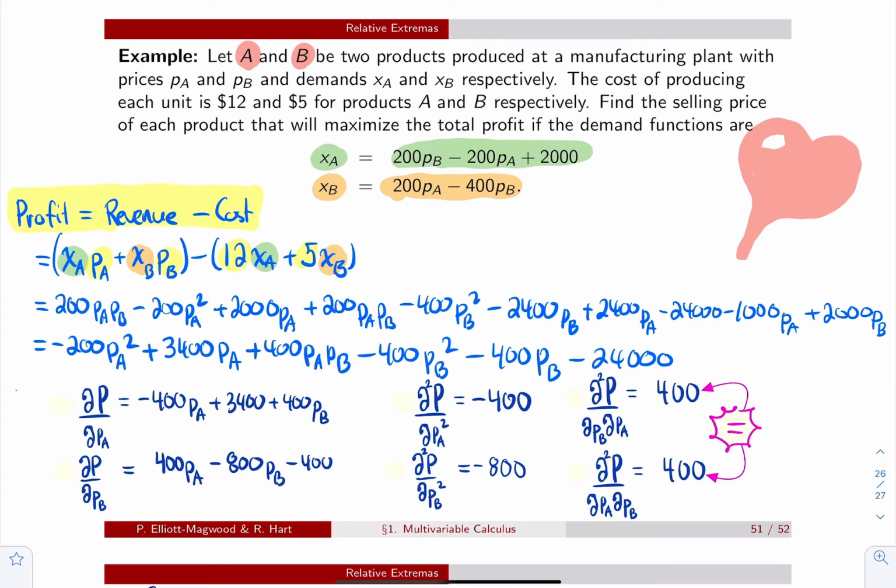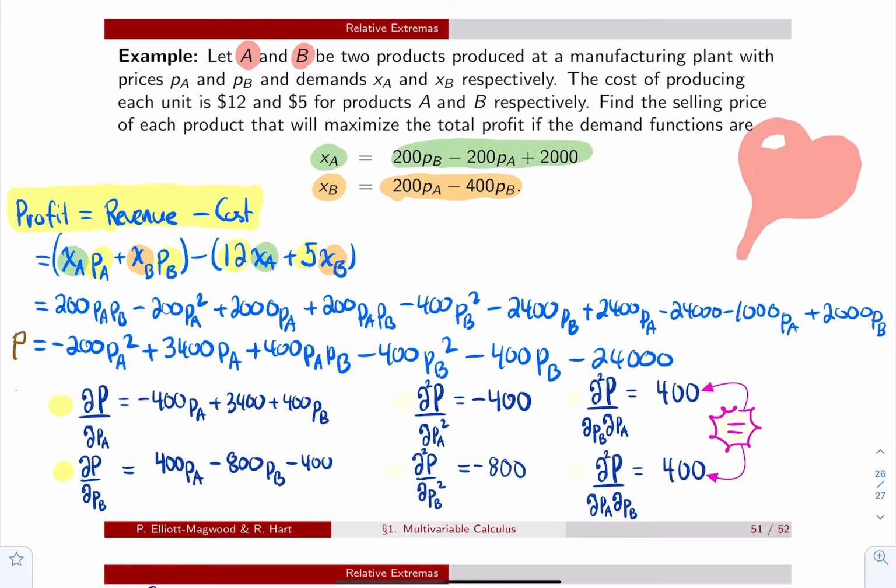So if you differentiate the profit function with respect to PA, the first partial derivative of first order is going to give you minus 400 PA plus 3,400 plus 400 PB. And then if you compute the partial derivative with respect to PB, you're going to get 400 PA minus 800 PB minus 400. So I'm just computing the first order partial derivatives.